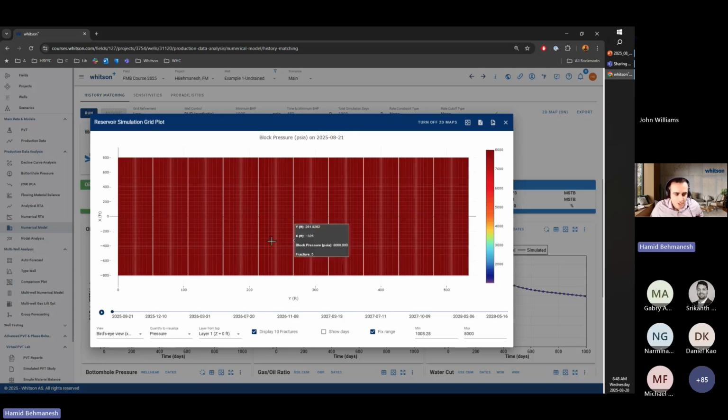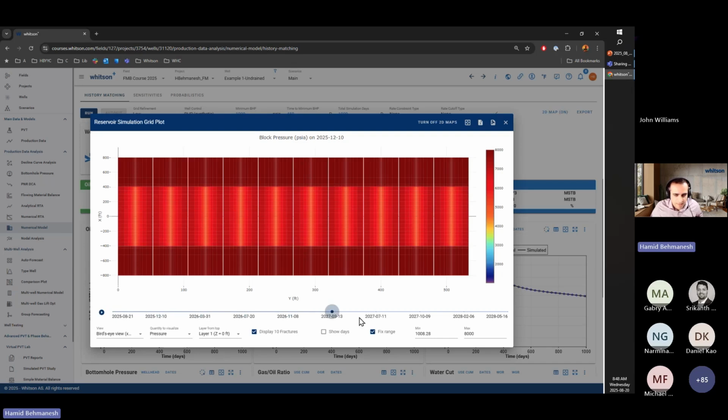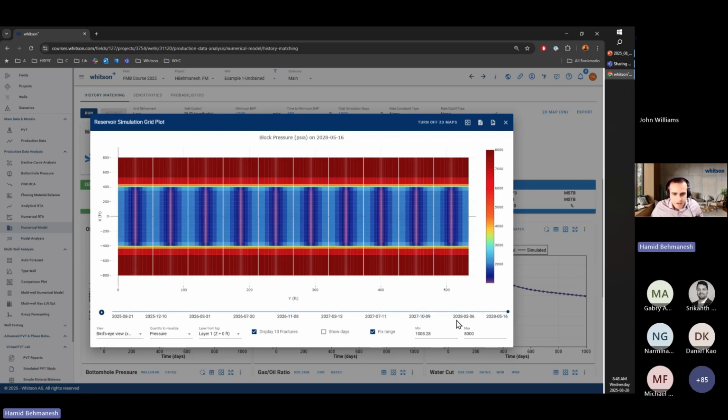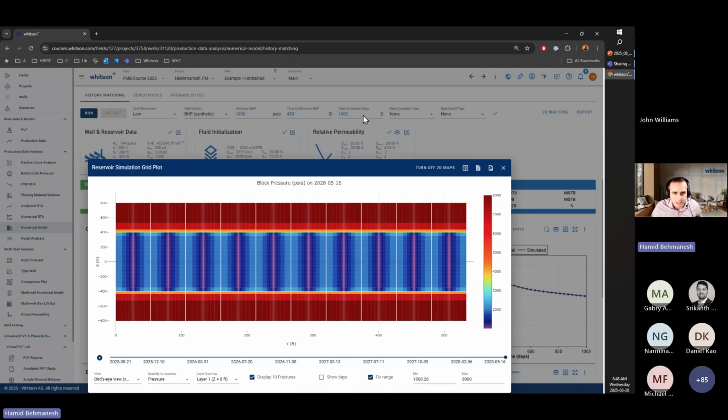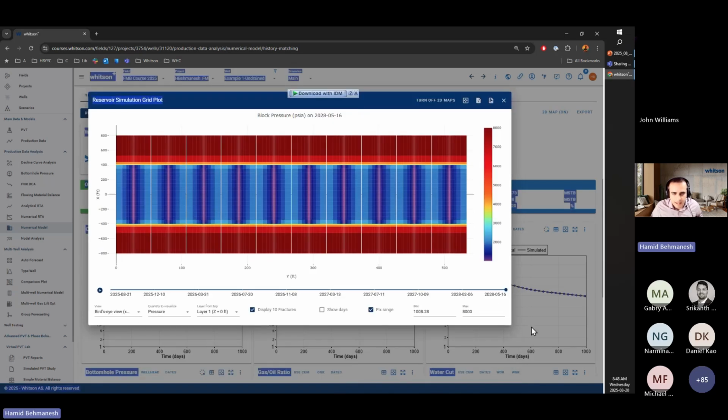If you click on that one, it shows you how the pressure is propagating in my reservoir. If I advance through the time, by the end of history, which is almost 100 days of history, we selected the total simulation days to be 1,000 days. So it's at the end of the history.